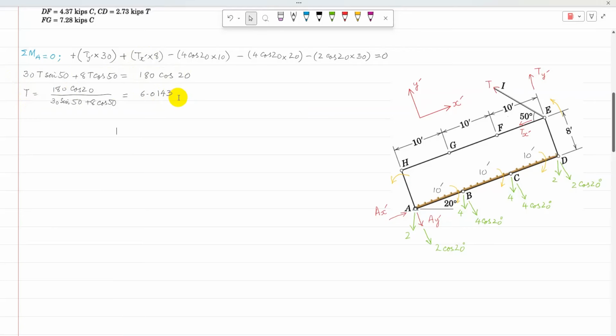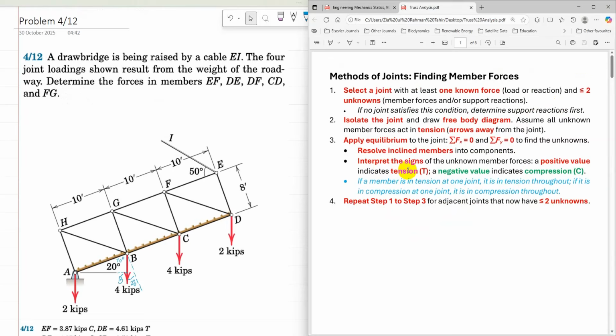6.0143 kilopounds. Because the answer is positive, it means that the assumed direction of tension is correct. So now tension along EI cable is calculated. So now I can start with joint E. Now joint E satisfies the condition because it has two unknown member forces.